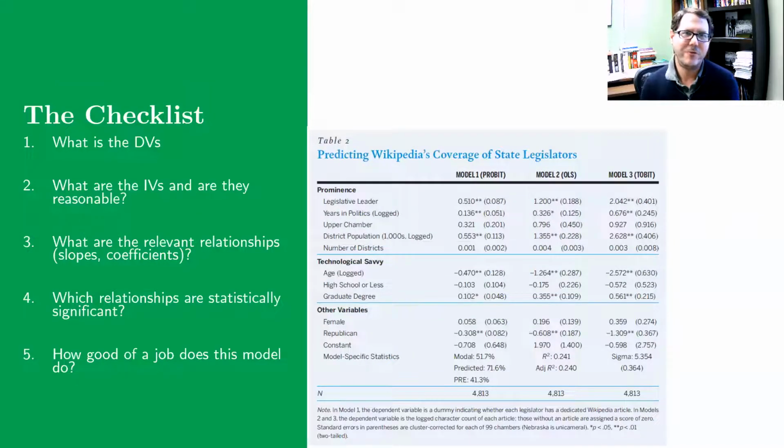When we're going in to analyze a model like this, I think you should always follow this 5-step checklist to work yourself through it. Step one, we've already done. Figure out what your dependent variable is. Figure out how it's coded. Is the one having a Wikipedia article or not having one? Figure out what the range is. That's going to be really important for how you make sense of that model.